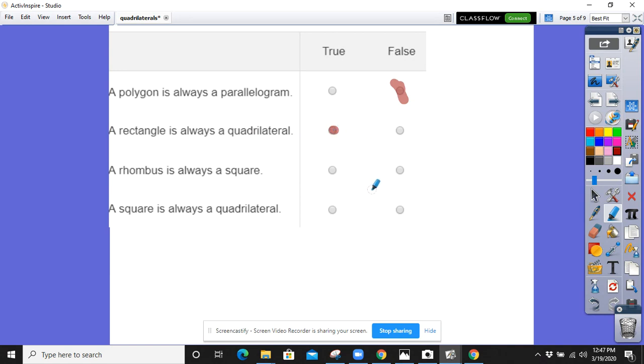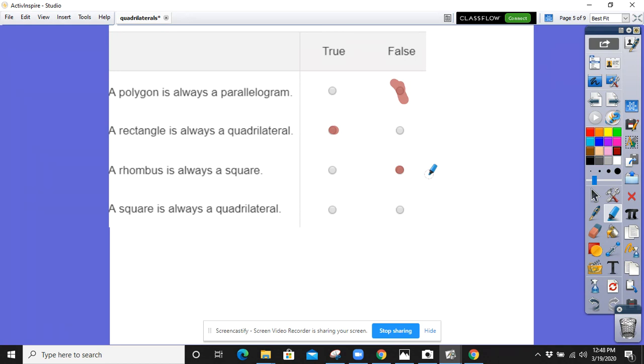A rhombus is always a square. Well, if we remember, go back to your notes, a rhombus is not always a square. A rhombus just has to have opposite sides parallel and opposite sides equal. It does not require a rhombus to have 4 right angles and all equal sides. So a rhombus is not always a square. It's the opposite. A square is always a rhombus.